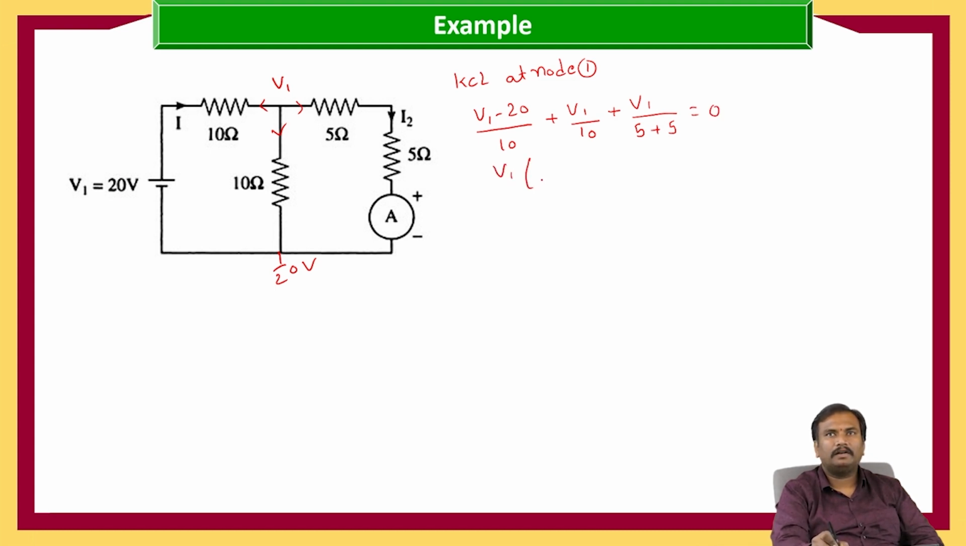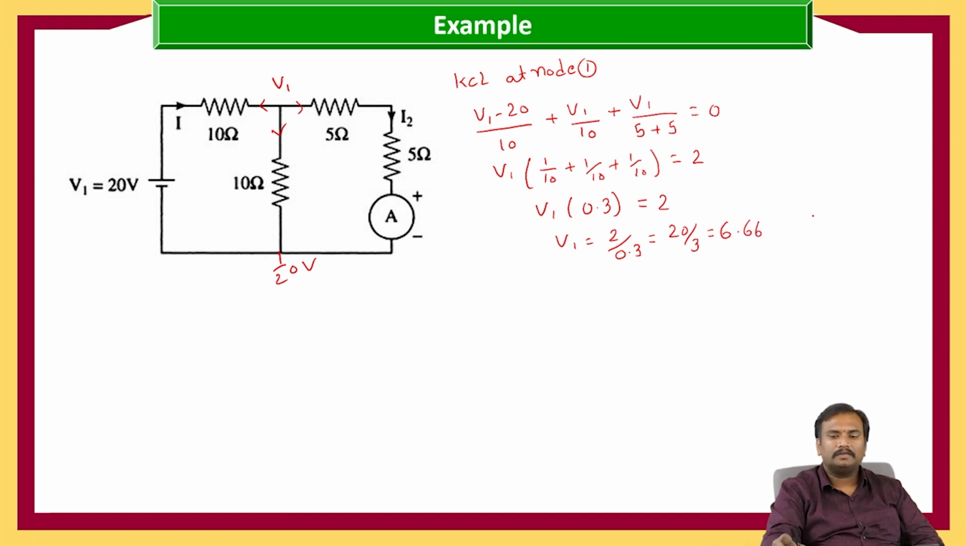If we take V1 common, 1 by 10 plus 1 by 10 plus 1 by 10, which is equal to 2. V1 into 3 by 10, 3 by 10 is equal to 0.3, which is equal to 2, where V1 is equal to 2 by 0.3, that is equal to 20 by 3, 6.66 volts. So now we got 6.66 volts.